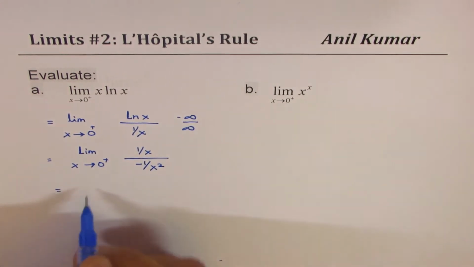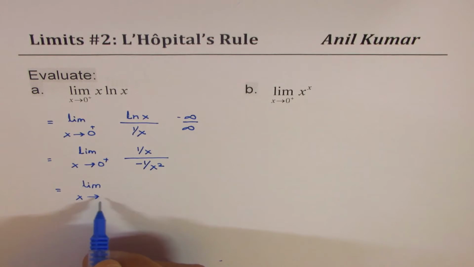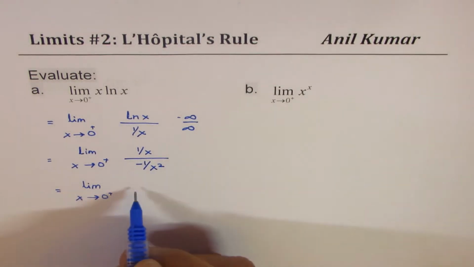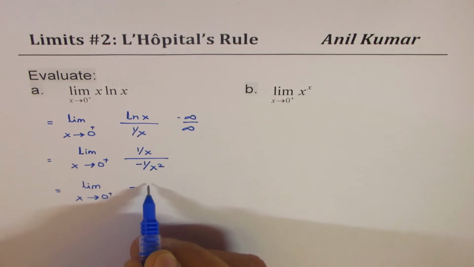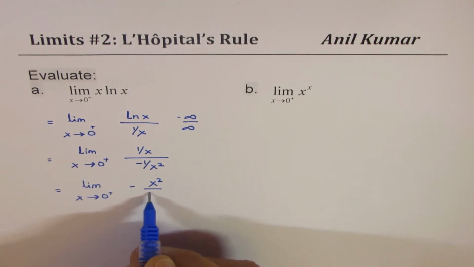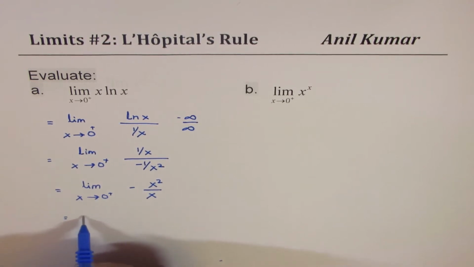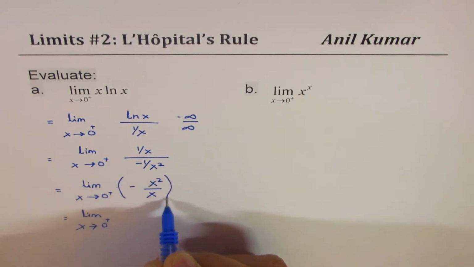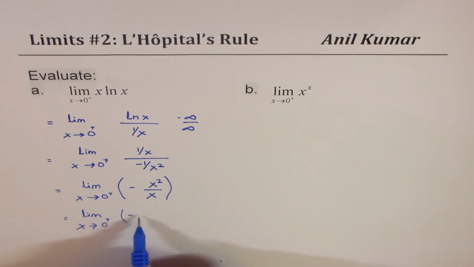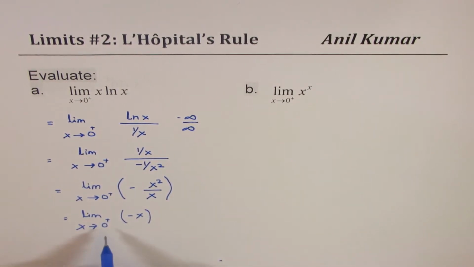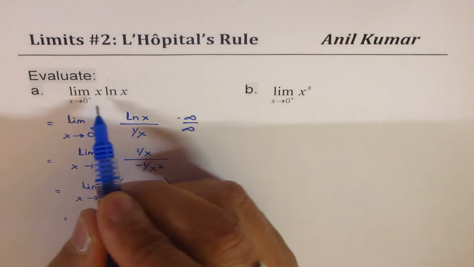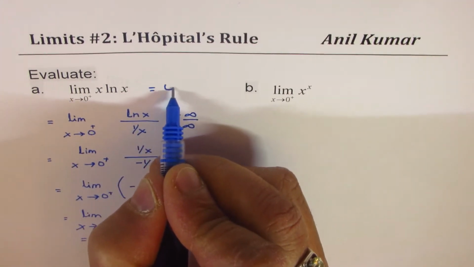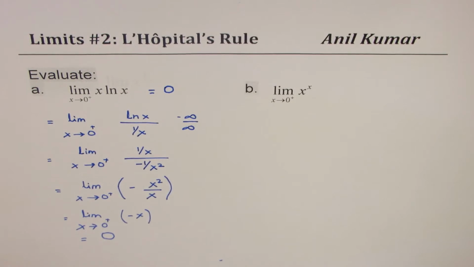Correct? Now this could be written as limit x approaches 0 from the positive side. If you rearrange, we get the negative of that, x squared goes in the numerator over x, correct? Or we could write this as limit x approaches 0 from the positive side, let me put it in brackets, that becomes minus x. Now if I substitute 0 here, what we get is minus 0, which is equal to 0. So basically what we find here is that the limit of this function as x approaches 0 from the right side is indeed 0.